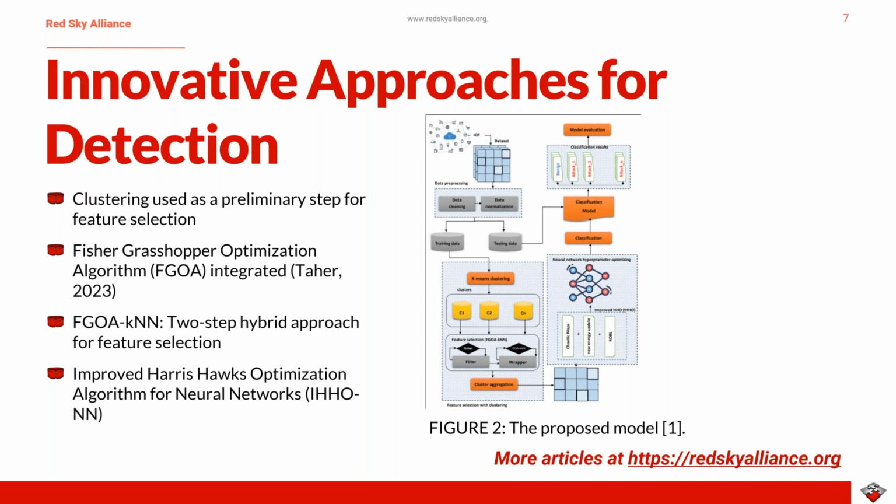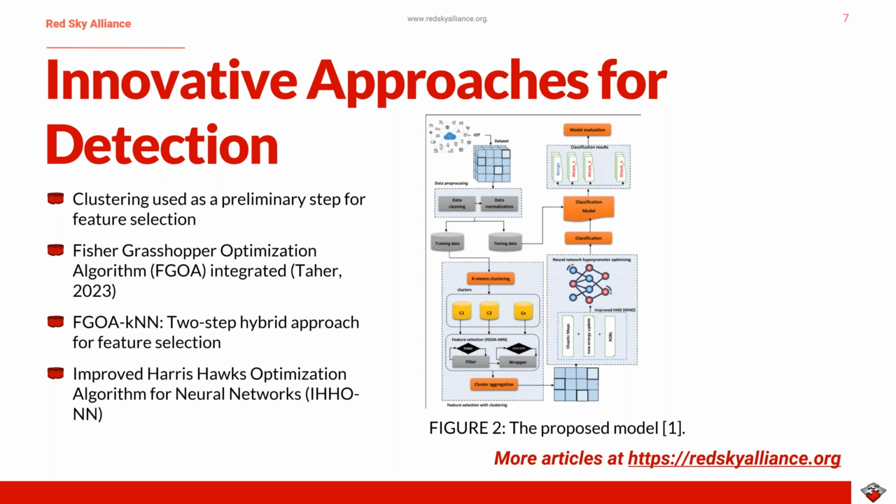So the FGOA KNN is a two-step hybrid approach that incorporates two feature selection techniques. First is a Fisher score based filter to narrow the search space to obtain the most relevant features from each cluster. And then after that is applied the Grasshopper optimization algorithm wrapper method to pick the most miniature set of features that still provide the best prediction results.